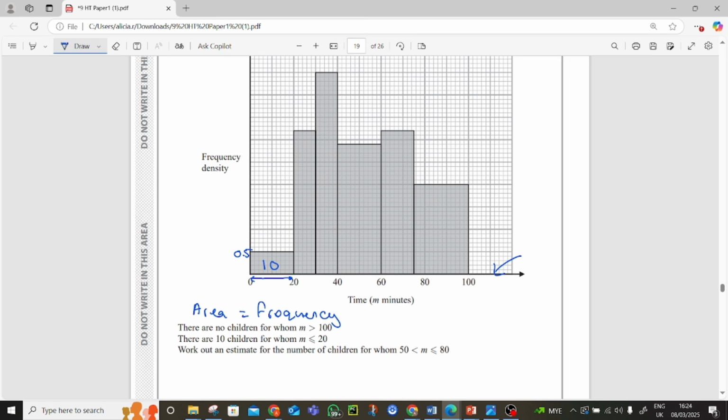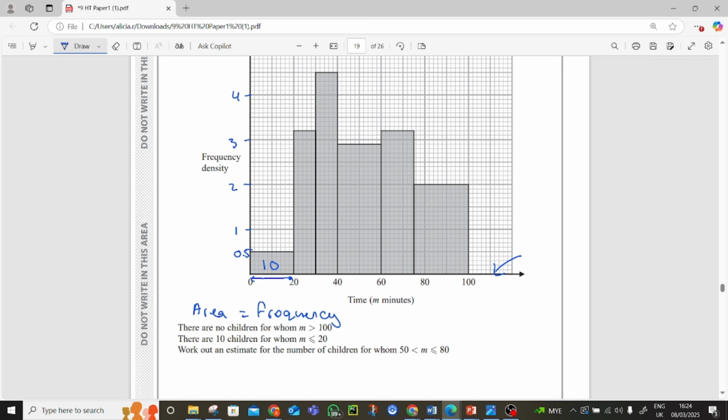That's the frequency density. Now this is the first point on our scale, which will help us create the rest of the scale. If that's 0.5, then this must be 1. This must be 2. This must be 3. This must be 4, and so on. But I think that's all I'm going to need.